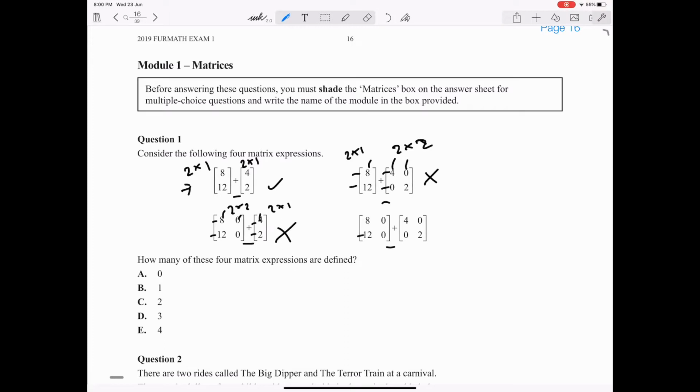Let's take a look at this one. 2 rows and 2 columns. And the second matrix also has 2 rows and 2 columns. Therefore it's defined. So how many of these four matrix expressions are defined? We have 2 matrix expressions that are defined. So C is the correct answer.